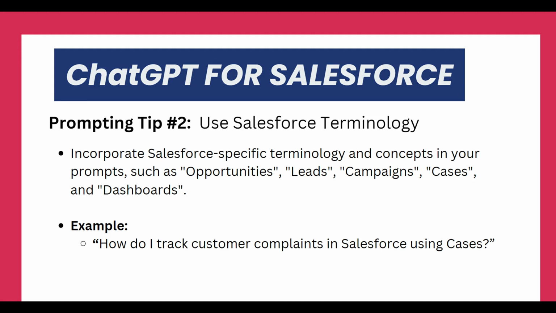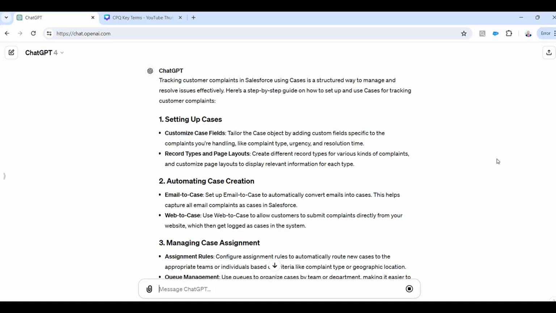It's important for you to incorporate Salesforce specific terminology and concepts into your prompts, such as opportunities, leads, campaigns, cases, and dashboards. When you use these specific terms, ChatGPT better understands what you're talking about. For example, how do I track customer complaints in Salesforce using cases? Again, if we jump back to ChatGPT, just like the last prompt, ChatGPT has provided a step by step breakdown for how we can set up and use cases for tracking customer complaints.